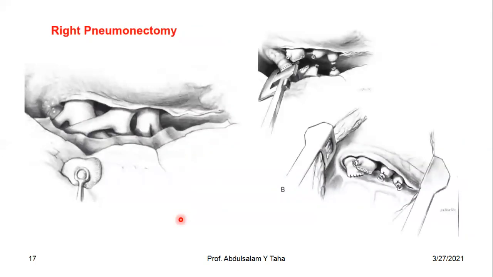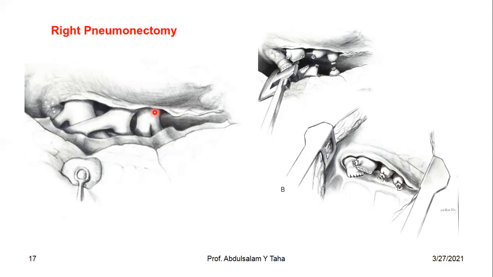Now, in the coming slides, I'm going to demonstrate some procedures of lung resections in pictures. What we can see here is the anterior aspect of the right hilum. This is the inferior and the superior pulmonary vein, and that is the right pulmonary artery, and behind it is the main stem bronchus.